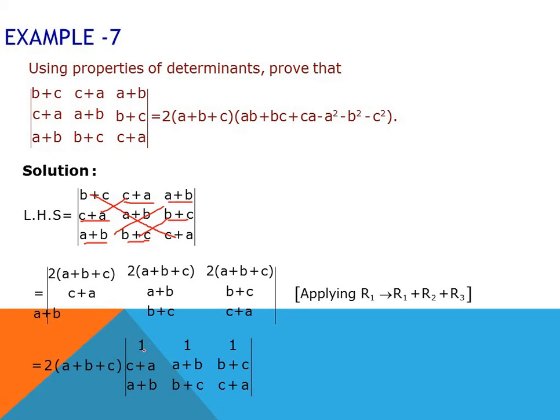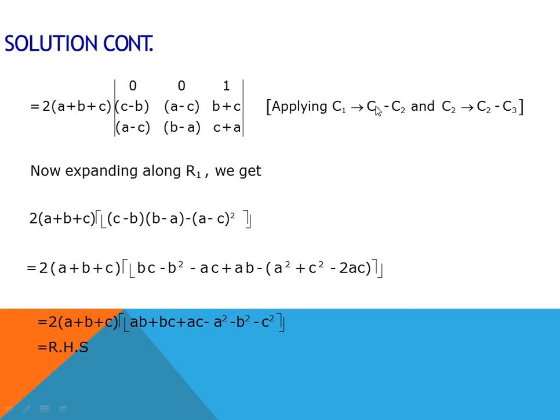Now in this case, if you observe, the first row contains 1, 1 and 1. So the next step is to get the 0. How to get the 0? Follow the column operation. So we will follow the column operation c1 as c1 minus c2 and c2 as c2 minus c3.